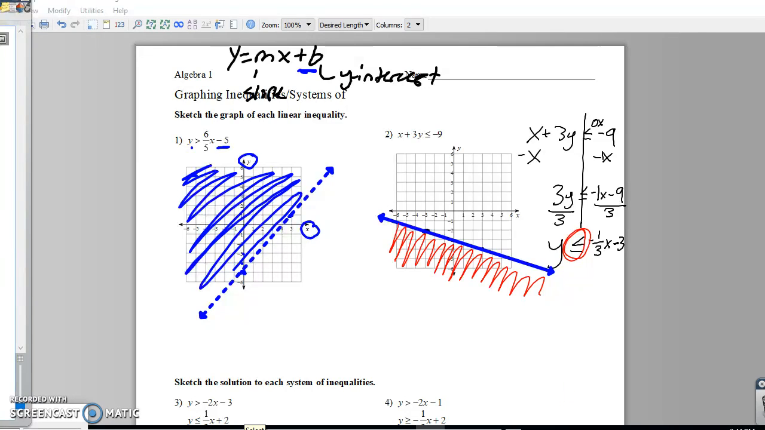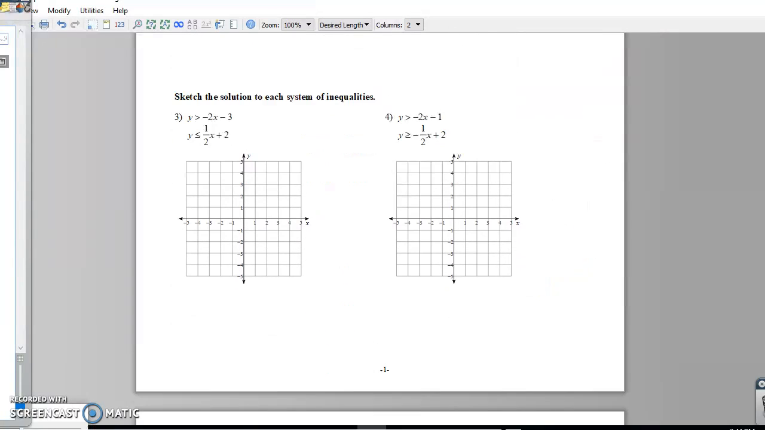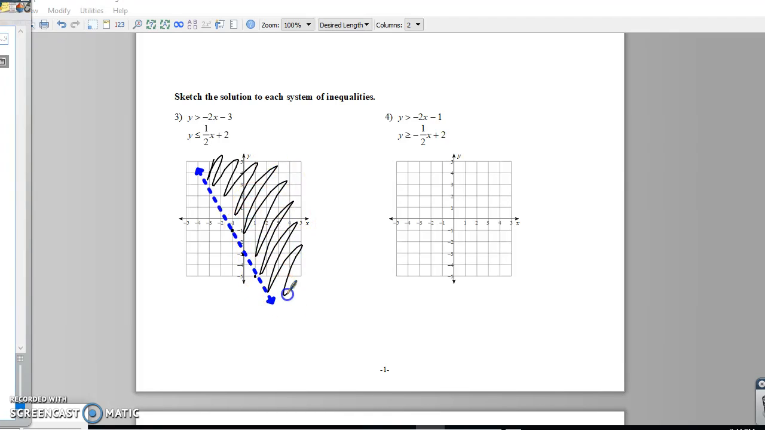Okay, when I get down to problems like number 3 and number 4, I'm doing the same exact thing. I'm still graphing these lines. Okay, slope -2/1. And in this case, I'm back to a dotted line. And I want all the y values above that or greater than that, so I'll shade here.